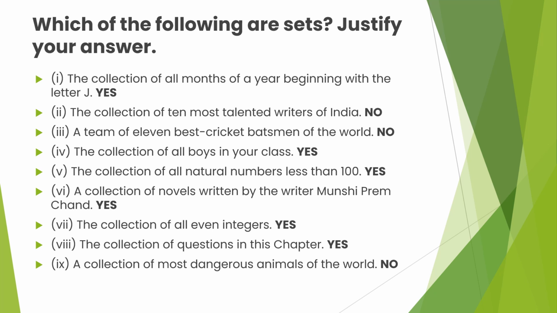The collection of all boys in your class. Yes, it is a set. The collection of all natural numbers less than 100. Yes. The collection of novels written by the writer Munshi Premchand. Yes, that is a collection of novels, which is a set. Why? Because it is well defined. You know which novels the author has written. The collection of all even integers, it is a set. Collection of questions in this chapter, yes, it is a set. A collection of the most dangerous animals of the world, this is not a set because here also the opinion is subjective, it is not well defined.